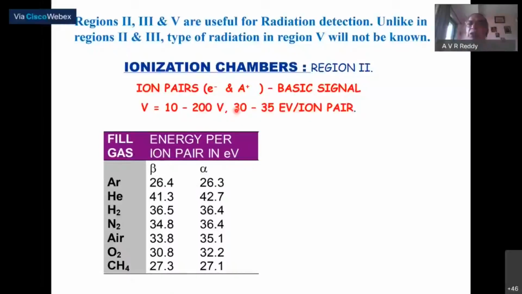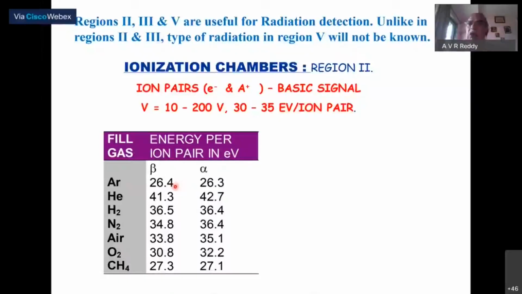On an average, 30 to 35 electron volts are required to produce one effective ion pair. It is not the binding energy, it is not the ionization potential. To have one effective ion pair, you need this much energy. Now argon: for beta, it is 26.4, but it doesn't matter, alpha or beta, the value will be more or less the same. But for alpha, it will be a bit more accurate than beta. So for argon, it is 26.4 eV to produce one ion pair.